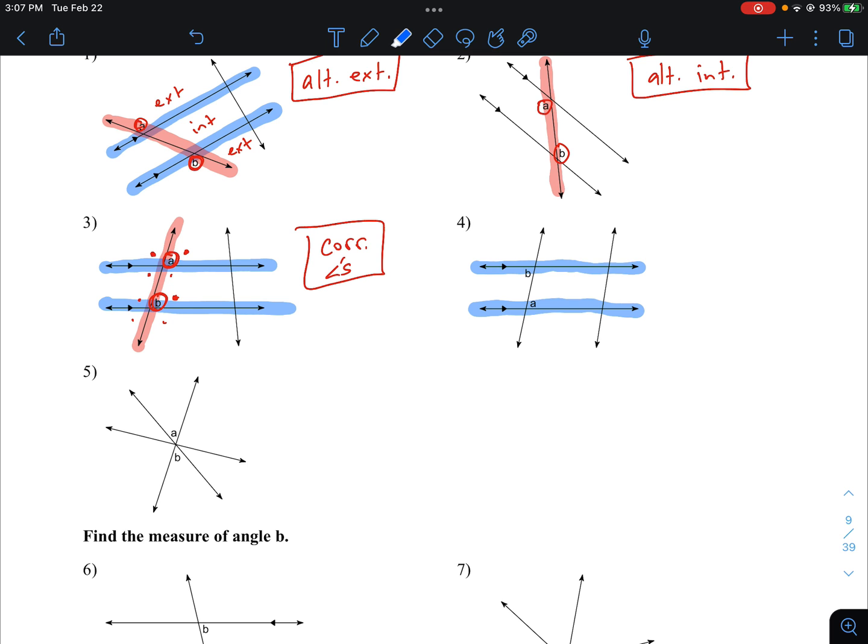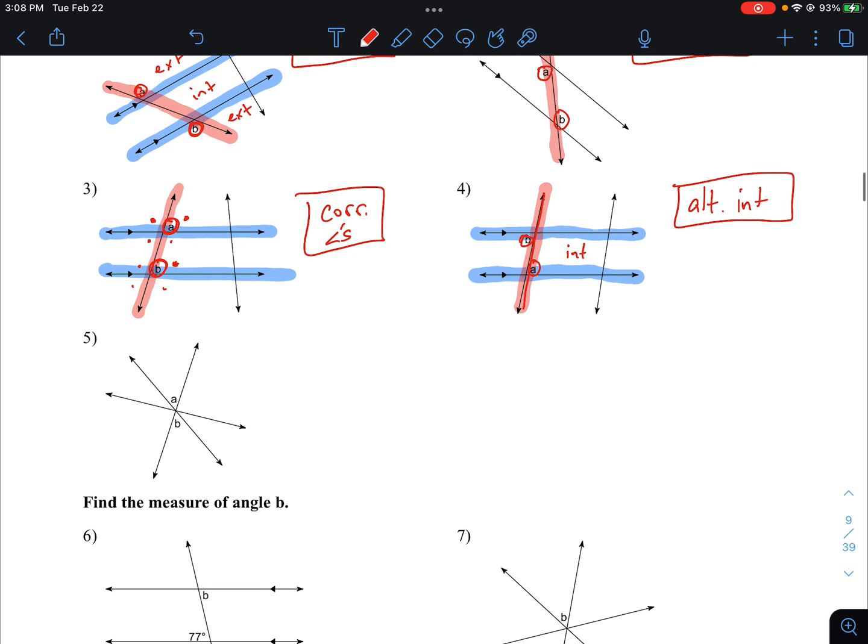Finally, number 4, let's highlight my parallel lines right here. And then let's highlight my transversal right over there. And let's see. They look like they're on the inside. They're on the interior and they're on opposite sides of this transversal. They are alternate interior angles.